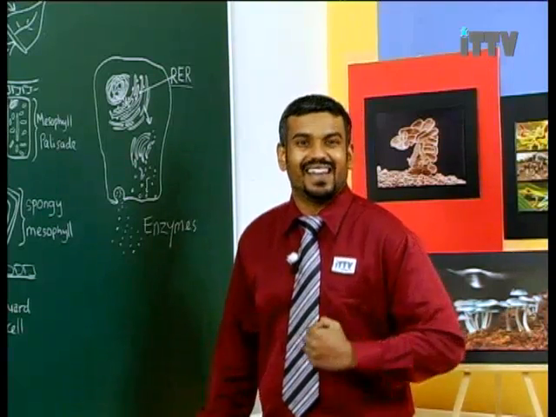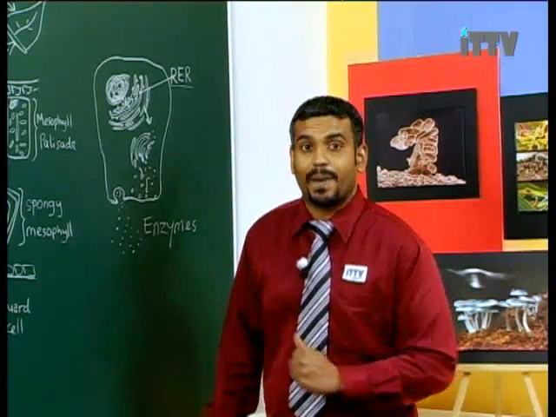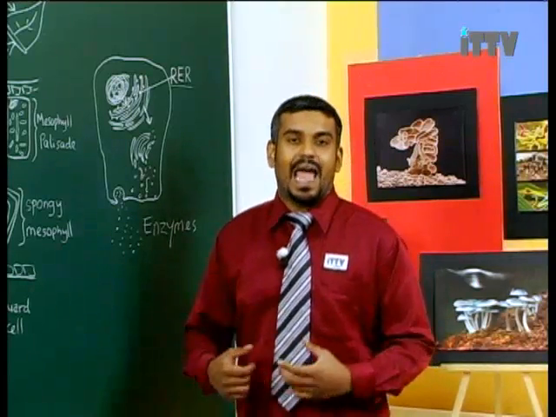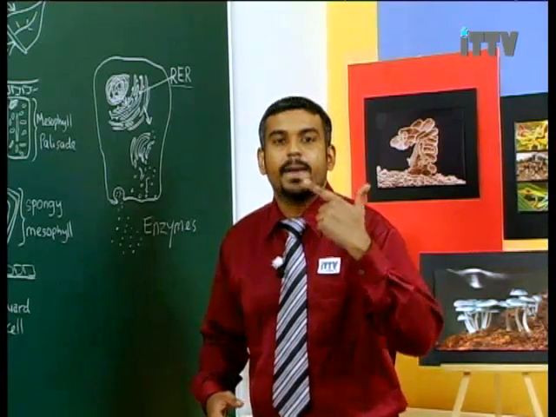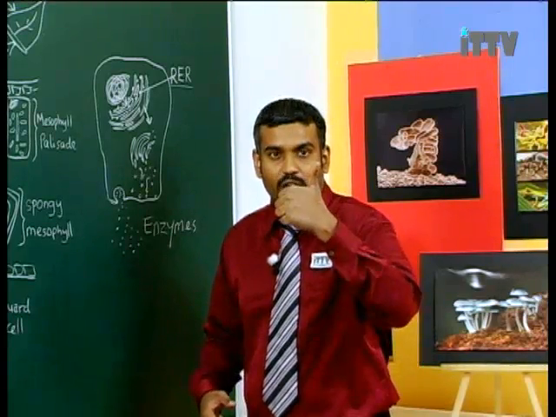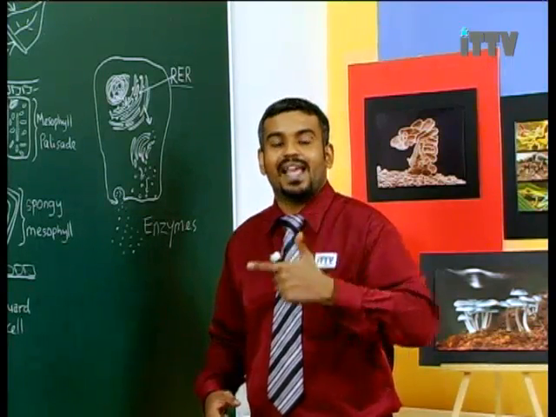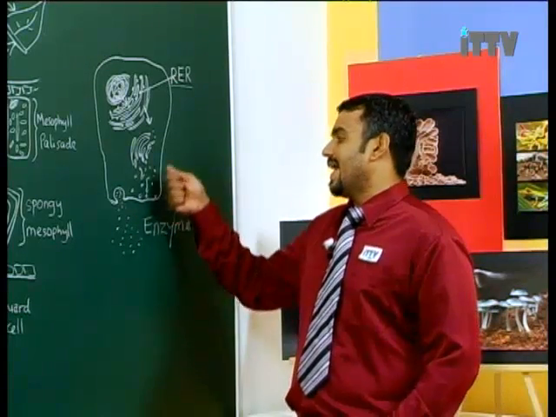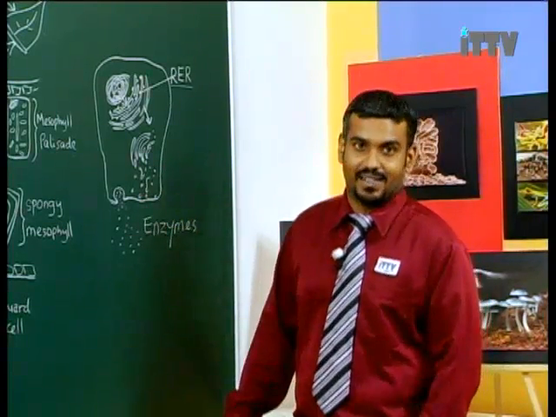Once again, let's just recap. What kind of an enzyme does the pancreas release? Remember LAT. L-A-T. What is LAT? L for lipase, A for amylase, and T for trypsin. All these three enzymes will be produced and secreted from the pancreatic cell.